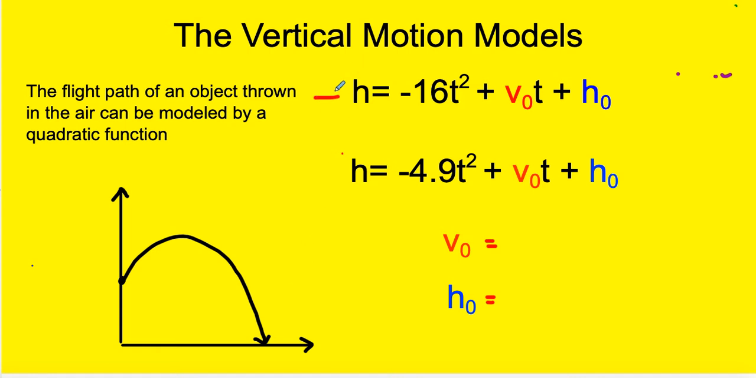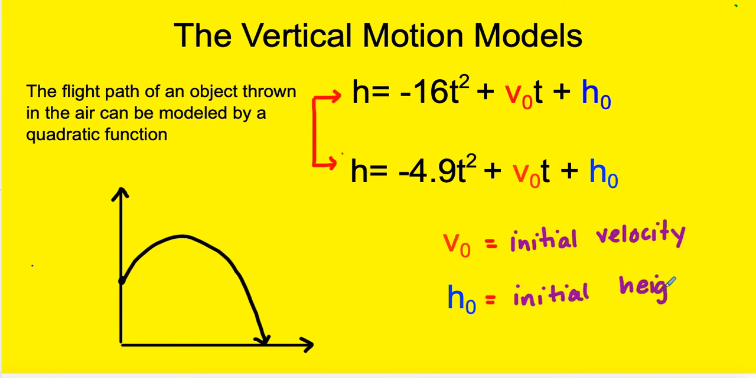Now, we have two models. These are models, which means they're formulas that we plug information into. The negative 16 and the negative 4.9 are going to stay because that's the part of the model that includes the gravitational force. And we talked about where that came from. But then we're going to plug in V sub 0 and H sub 0. As a reminder, V sub 0 is your initial velocity of the ball or whatever you're throwing, and H sub 0 is the initial height, or the y-intercept if you really want to get technical.